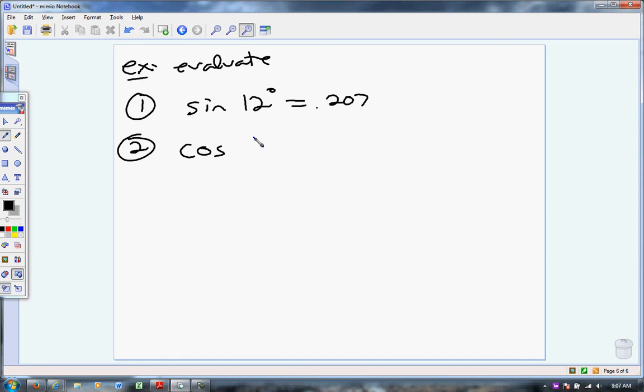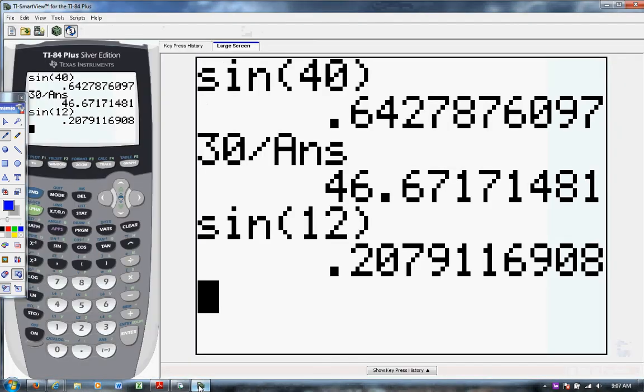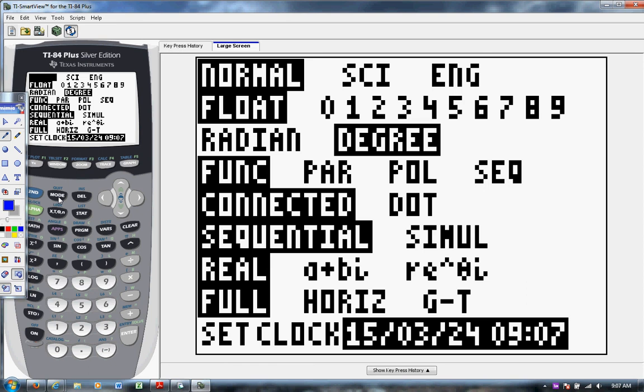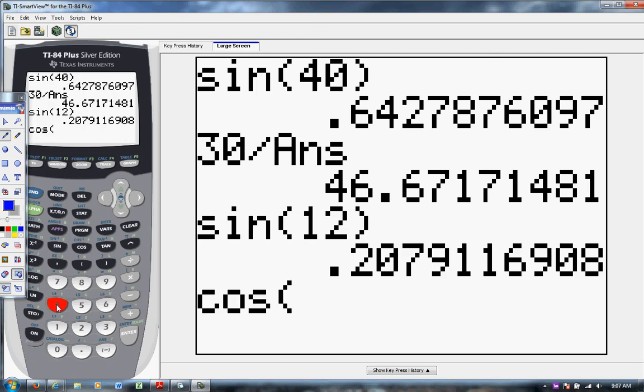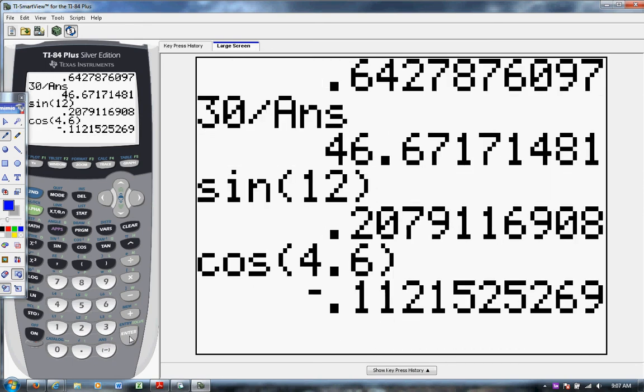But what if they give you this? The cosine of 4.6. And I do not see a degree symbol. If you do not see a degree symbol, then this is radians. And when you do this on your calculator, you have to switch your mode. So I do that first. I switch my mode to radians, and then I do my calculation, the cosine of 4.6. Okay, negative 0.112.